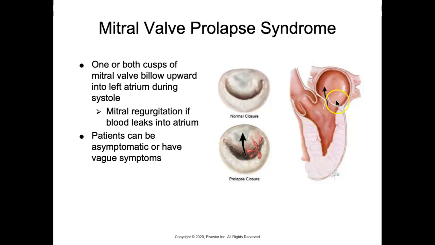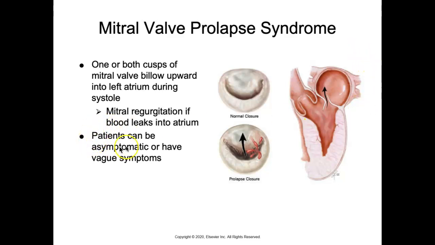That means that of this mitral valve, either one or both cusps are going to billow upward into the left atrium during ventricular systole, so that contraction. And so mitral regurgitation can take place if that blood leaks into the atrium, which means sometimes we can hear this during cardiac auscultation, and it's going to be a regurgitant murmur or a mid-systolic click that is heard, and sometimes we can even see it on an ECG.